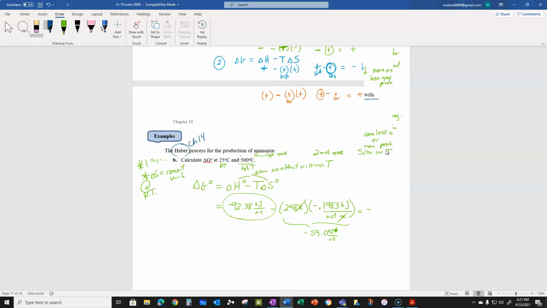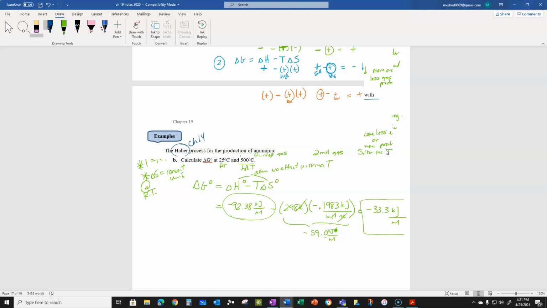So in the end, let's plug it in, 92.38 and that 59.0. So that negative 92, and this negative and negative, it's going to cancel, become positive. So I'm going to be stuck with, looks like 1 sig figs after, 33.3 kilojoules per mole. Okay.